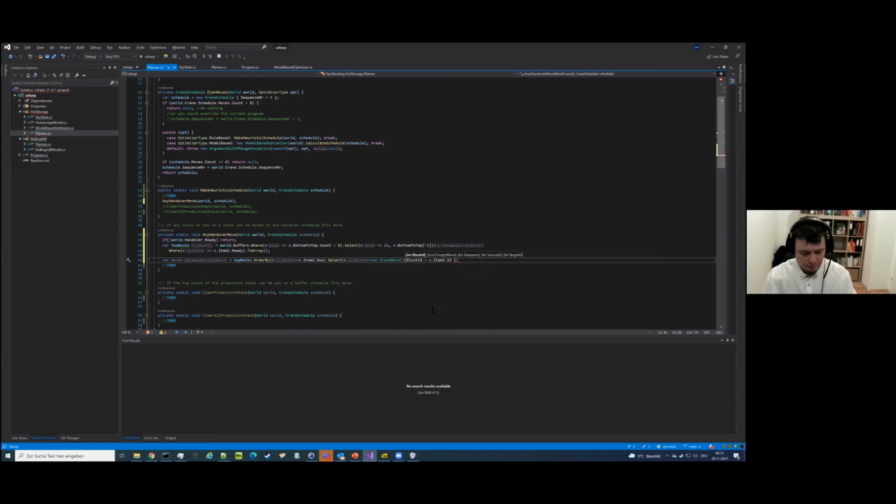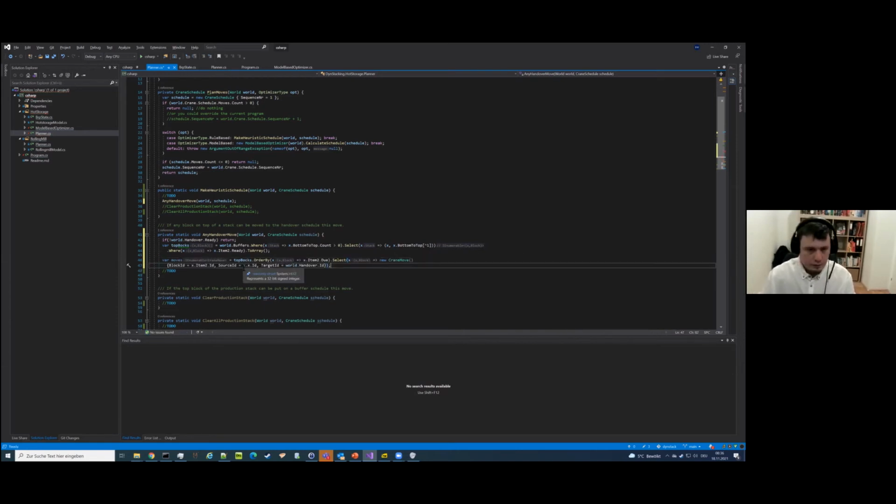Where we need to define the block ID, the source position ID, which is essentially just the number of the stack, and the target ID. Target ID is always the handover. And now let's add all these moves that we've created to the current schedule.